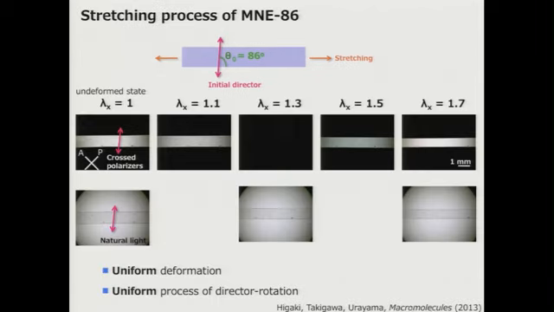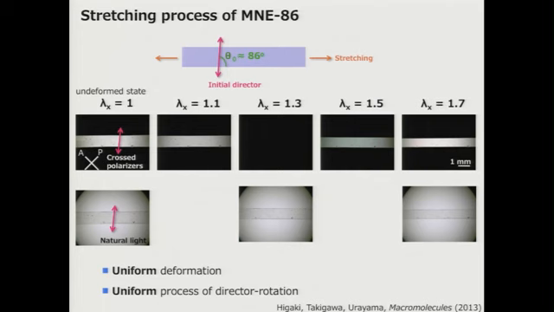Okay, this is the result for 86 degrees. Now here lambda x is the overall stretch. It is determined from the distance between the two clamps. Unity corresponds to the undeformed state. This is a 10% stretch. The upper one is the appearance under the polarized optical microscope using crossed polarizers. This is the appearance obtained with natural light. In this case, the deformation and the texture development is everything uniform.